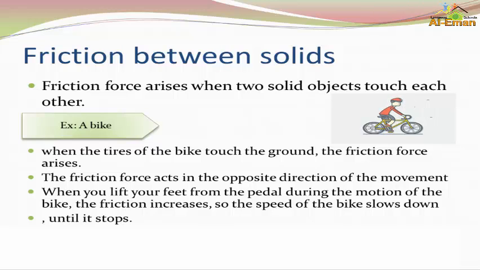For example, a bike. When the tire of the bike touches the ground, the friction force arises. The friction force acts in the opposite direction of the movement. So, when you lift your feet from the pedal during the motion of the bike, the friction increases. So, the speed of the bike slows down until it stops. Okay?